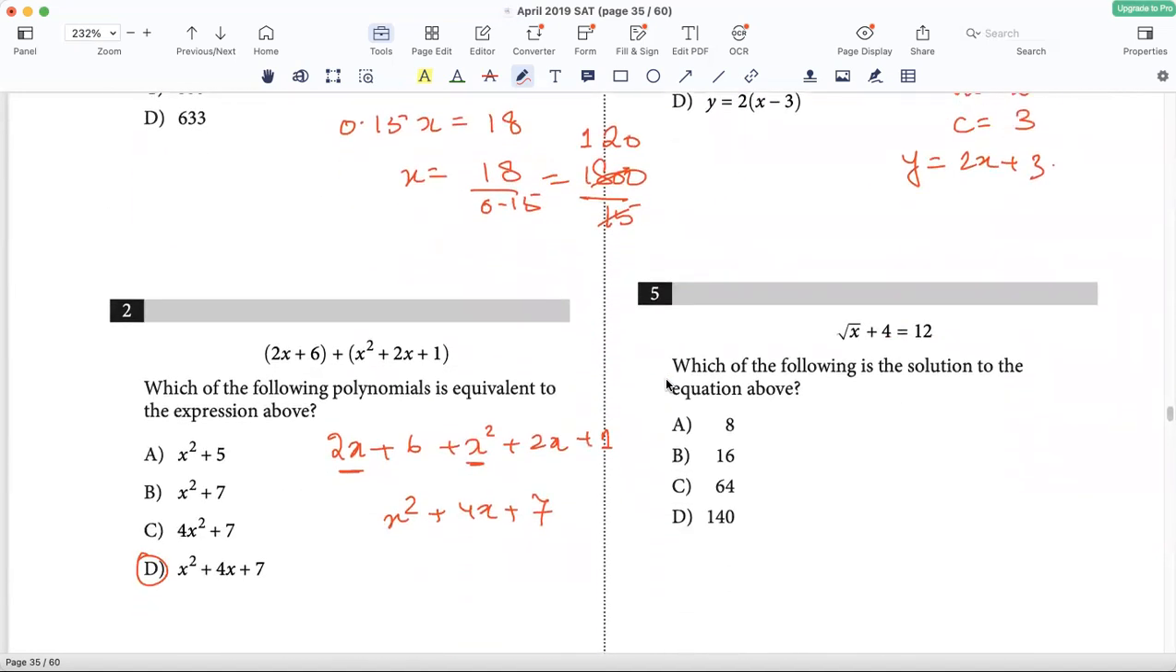Which of the following is the solution of the equation above? Root x plus 4 is 12. So root x is 8. So x is 64.